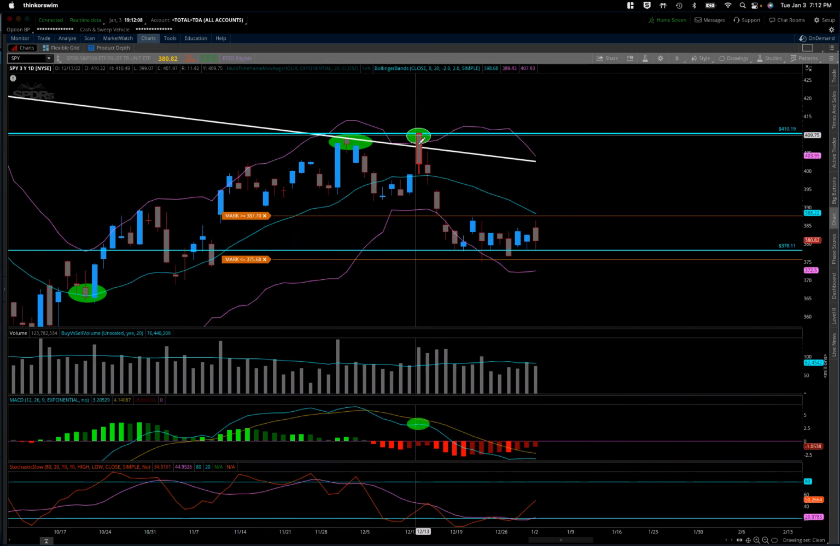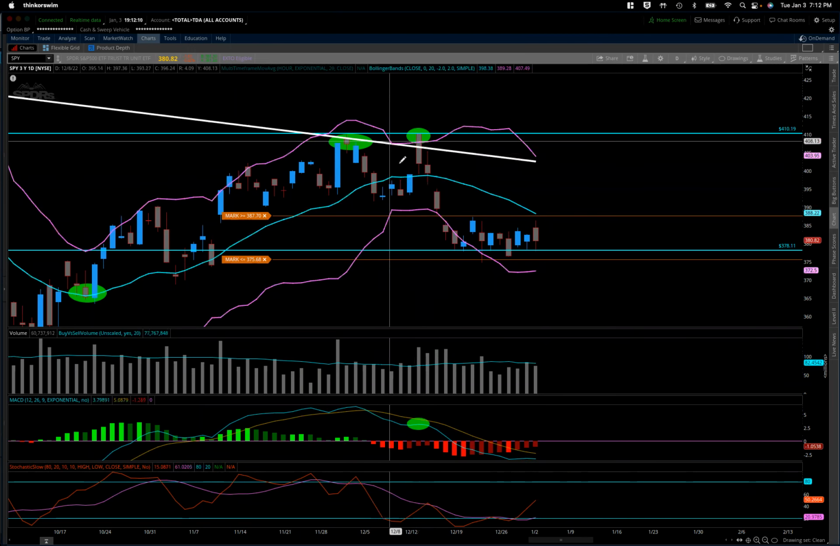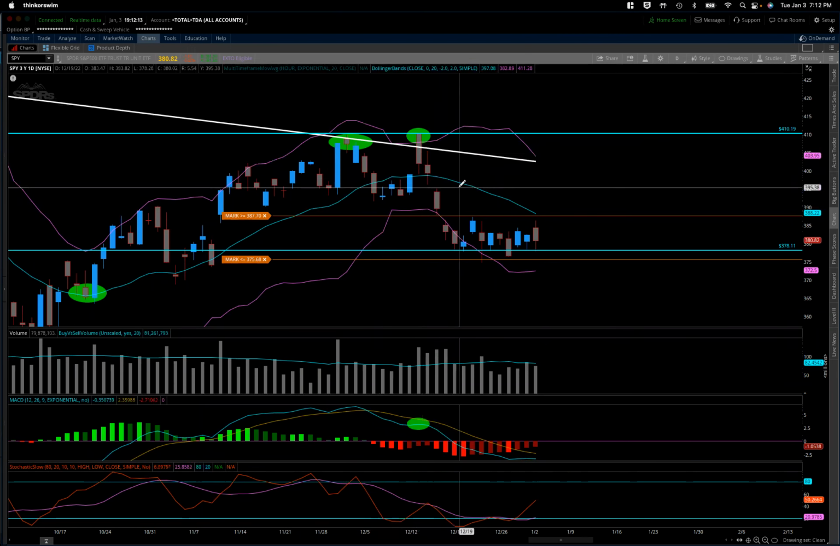Because that's a nice fake out. It induced bullish liquidity above. And that's when we get the nicest moves, when we get a fake out above and then that downside move ensues.